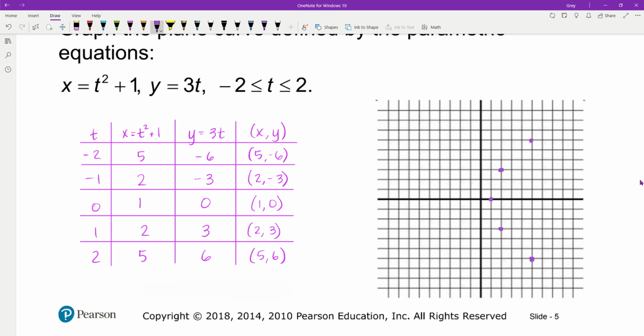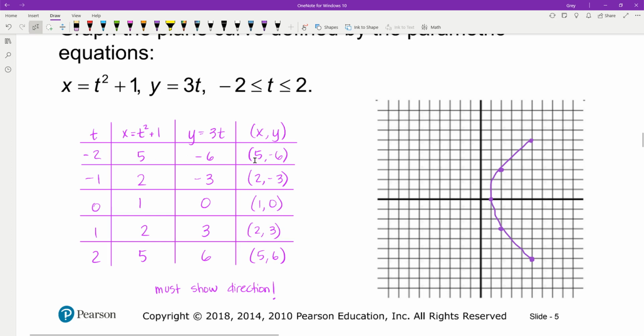And I do need to connect them, which I don't do very well here, but you get the right idea. But anyway, here's my graph. One of the things you have to remember when you do these is that you have to show direction, and we show direction by using arrows on the graph. So whenever you see a set of parametric equations, you will see arrows on them. And what you've got to go back to is this interval and say, I started at negative 2.